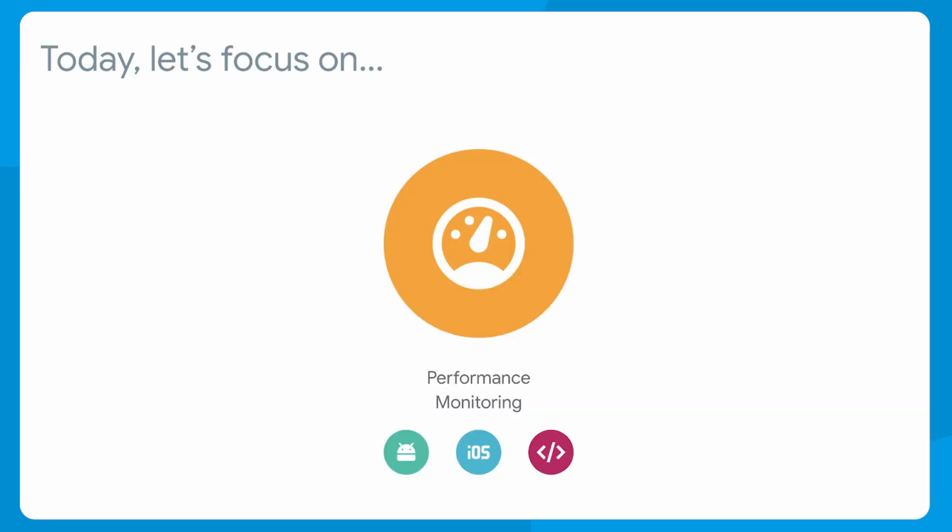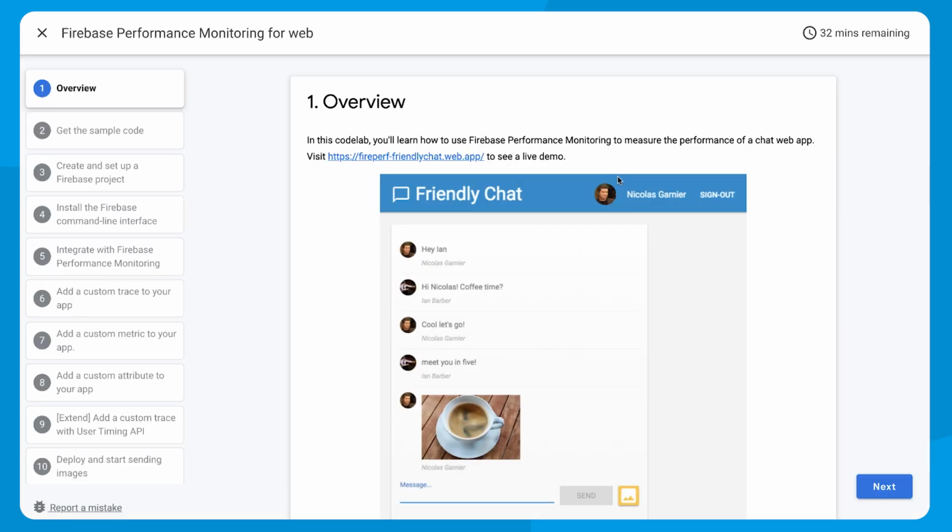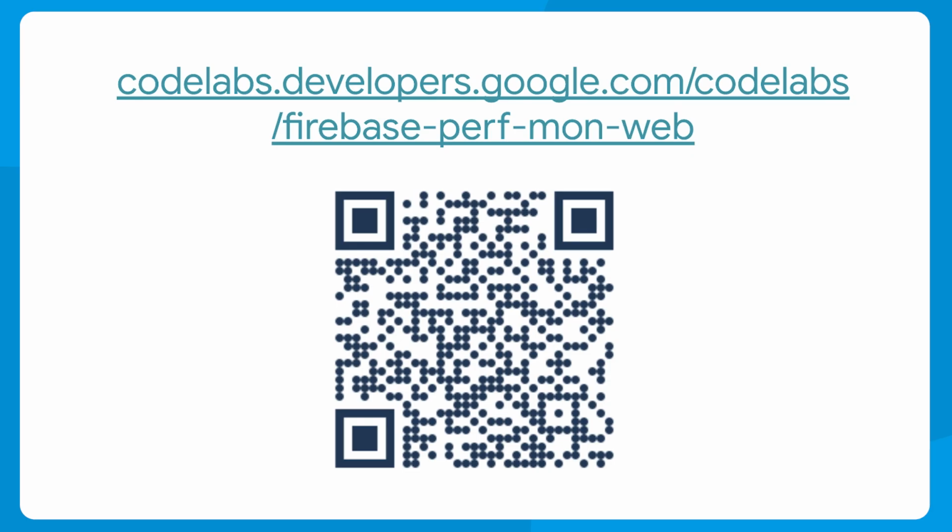Performance Monitoring supports 3 platforms: Android, iOS, and web. We are going to walk through an example web app today, but the basic concepts we learn here can also be applied to the other platforms. So don't worry if you have your app developed for Android or iOS devices. You can find the Codelab link here and in the description below, so you can follow the step-by-step instructions at your own pace.